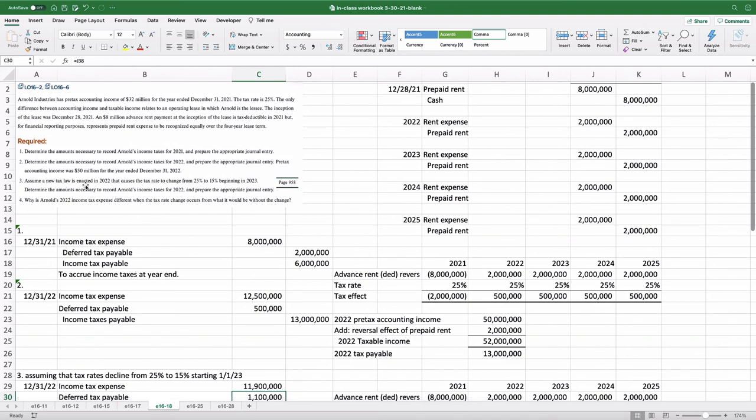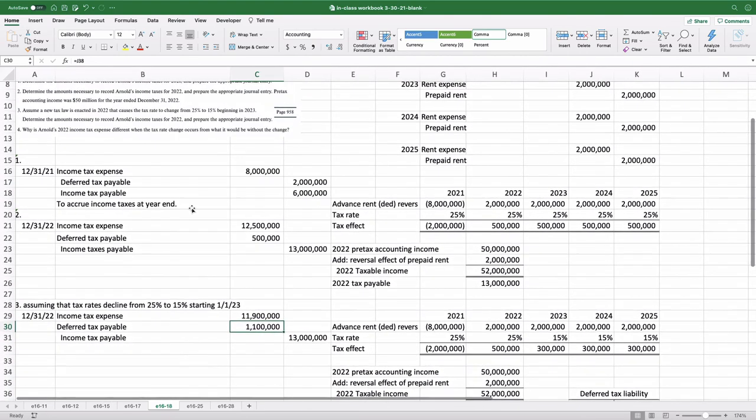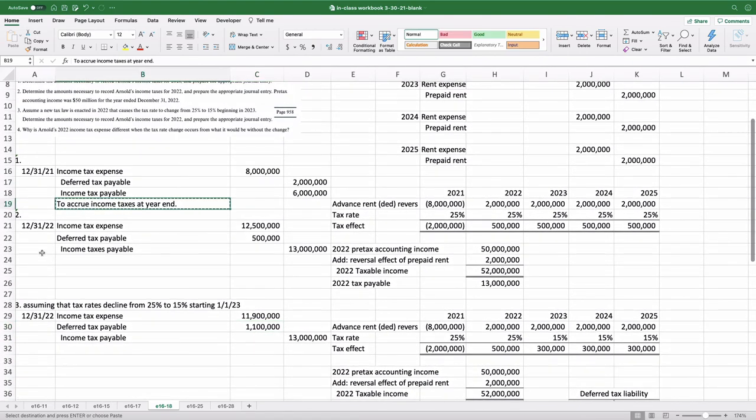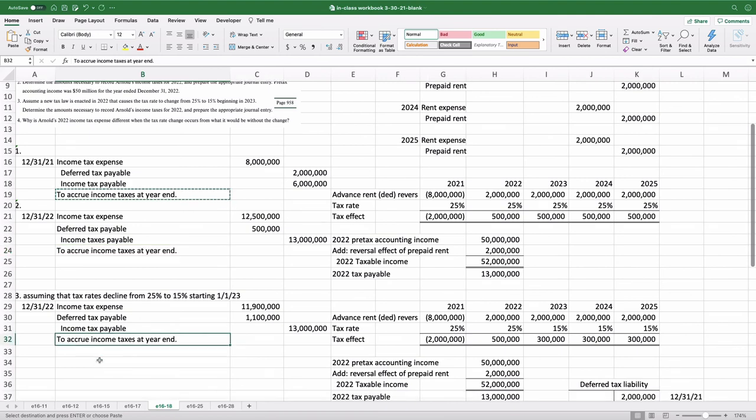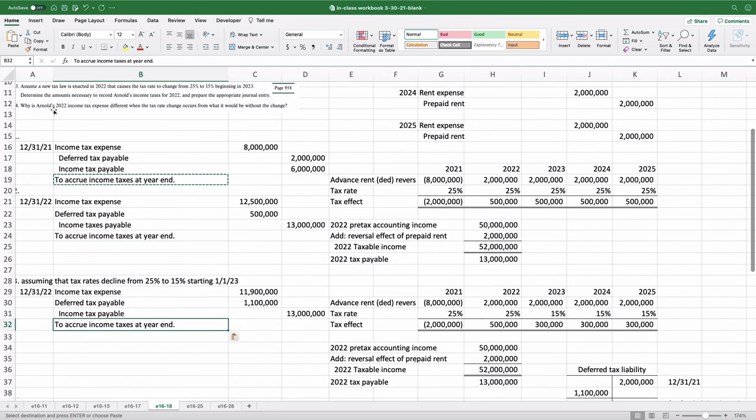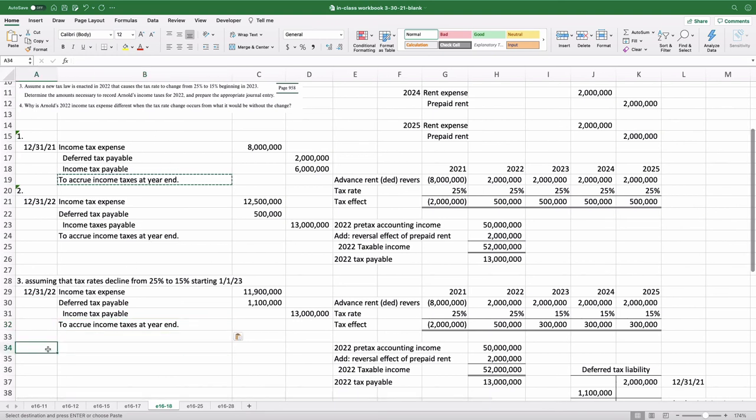Assuming new tax law is enacted in 2022 that causes the tax rate to change from 25 to 15% starting in 2023, determine the amounts necessary to record the income taxes for 2022 and prepare the appropriate journal entry. I didn't put the explanation in there, but you could do that just like this and like this. And you are done. Why is Arnold's 2022 income tax expense different when the tax rate change occurs from what it would be without the change? That's because we're using a balance sheet approach to the assets and liabilities.